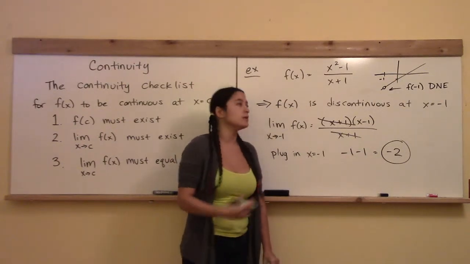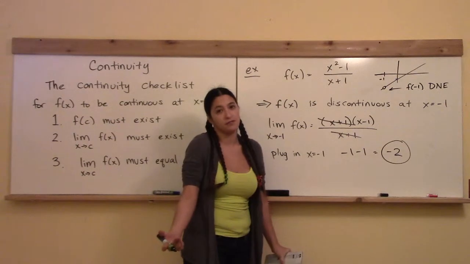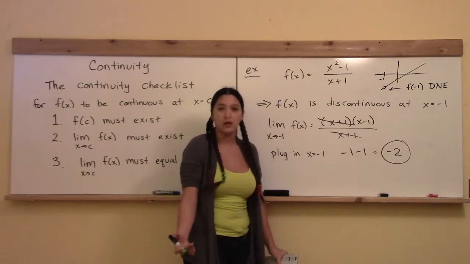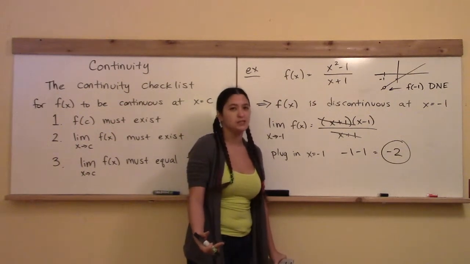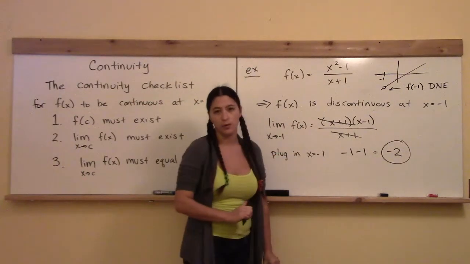However, if I ask you if this f of x was continuous at x equals 0 or x equals 17 or x equals -100, then the function would be continuous at all those points. It's only discontinuous at that one single point. Okay?